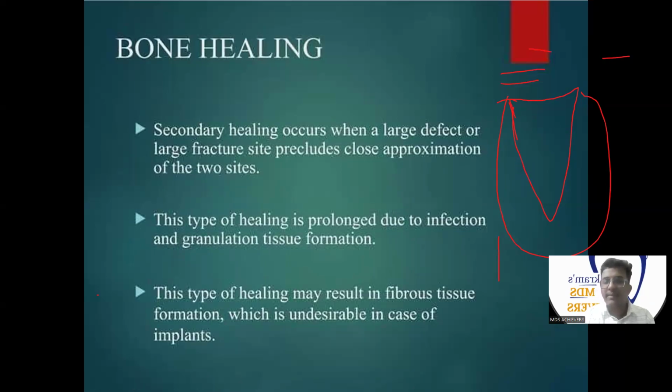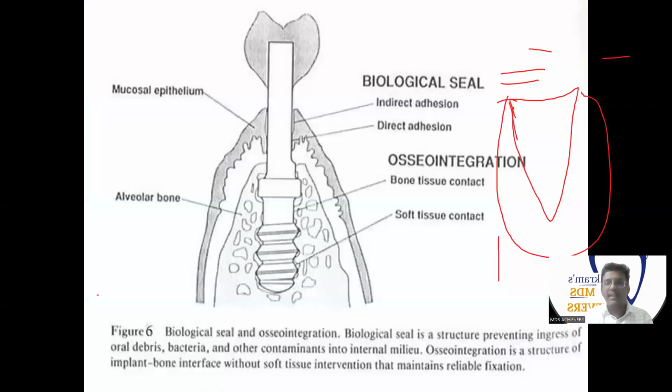And this type of healing may result in the fibrous tissue formation, which is called fibro-osseous integration. Here you can see the biological seal, and this is the osseointegration that has occurred with the implant to the surrounding bone. And over here, you can see the soft tissue contact over the area, the alveolar bone and the mucosal epithelium.